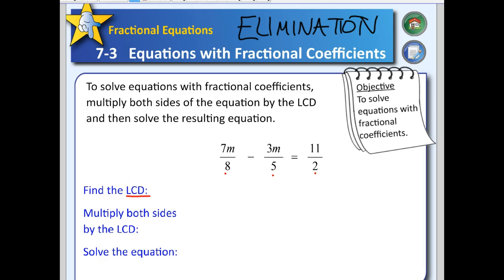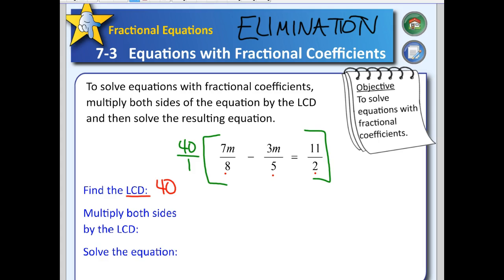So when I look there, if you had 8, 5, and 2 in the denominator, what would you choose to be your common denominator? Yeah, that's right. We would choose 40 to be our common denominator. Well, now that we've done that, we're going to take that and multiply every fraction by 40. Now, we've got to multiply on both sides of the equal sign.